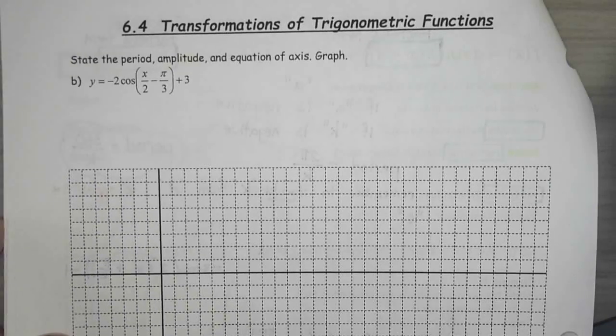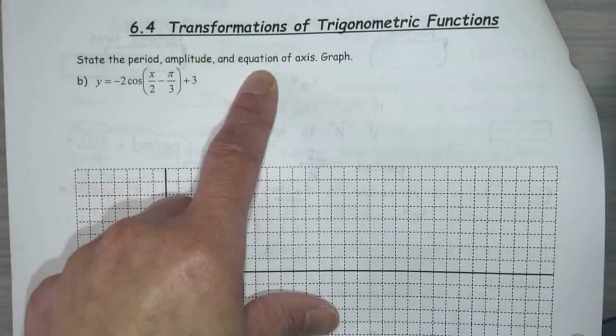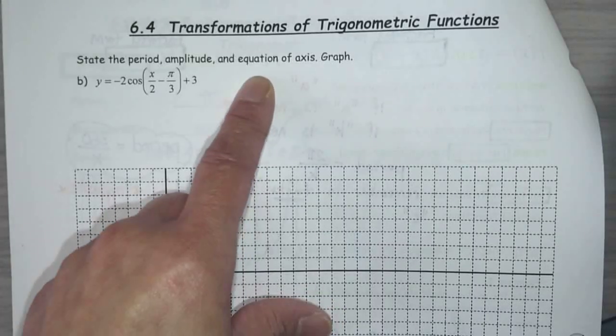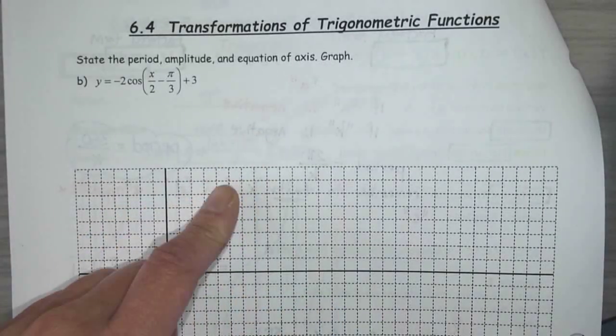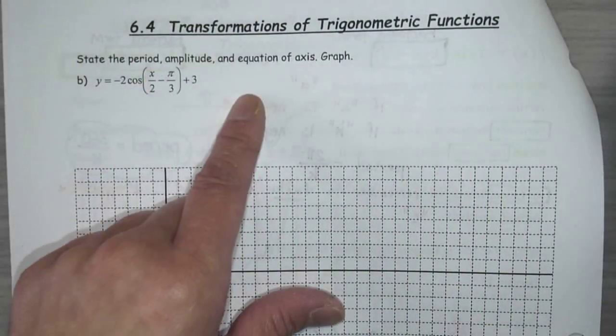Doing the same thing we did on the last question. This one I said just state the period, amplitude, and equation. I don't need you to give all the description, right? You know the description in your head. You need that, but you don't need to always state it. So I'm just going to state the period and the amplitude.